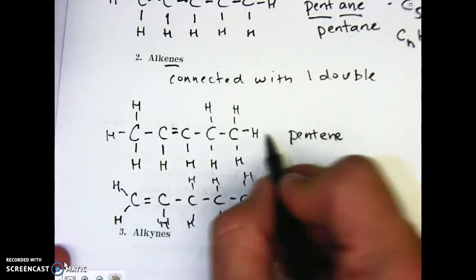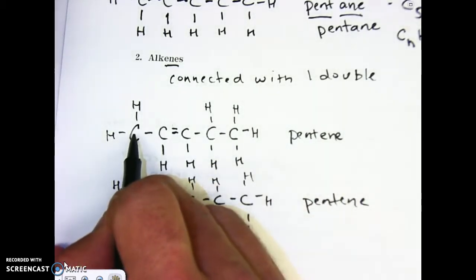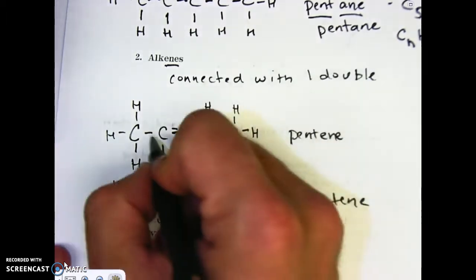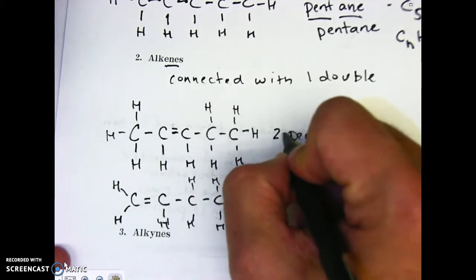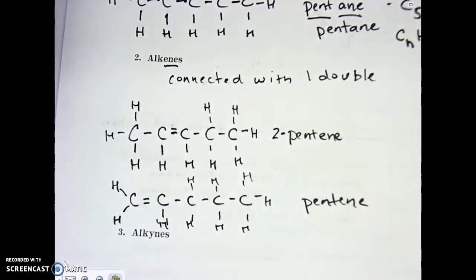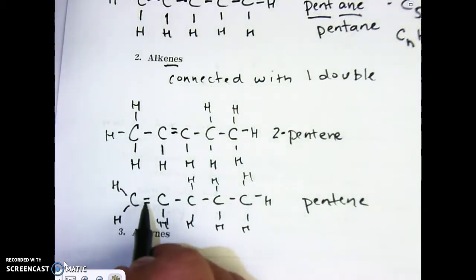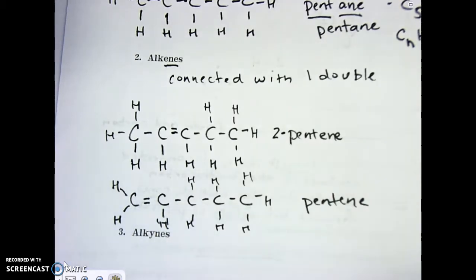So what we do is we start numbering. 1, 2, 3, 4, 5. So this is the second carbon. So what I will do is I'll put a number followed by a dash, and it says pentene. So 2-pentene. Can you guess what this one would be called because of its location of the double bond? If you were thinking 1, you are correct.